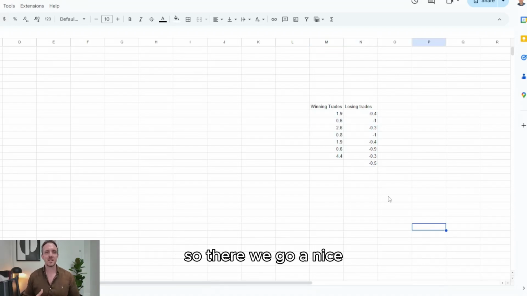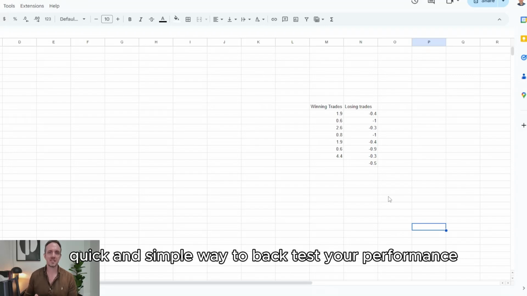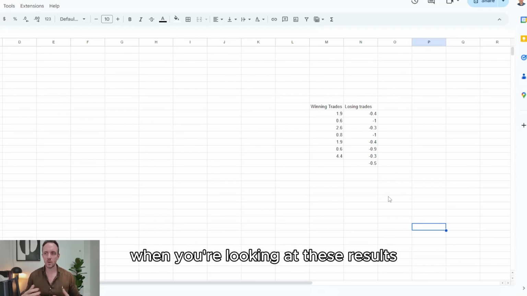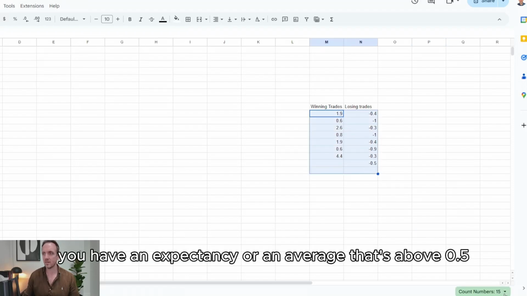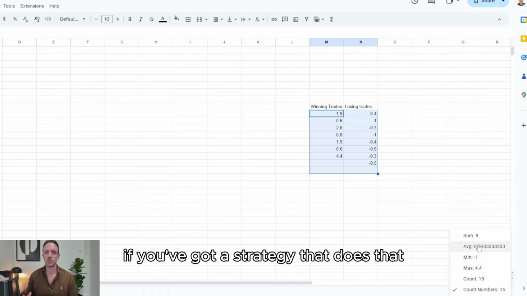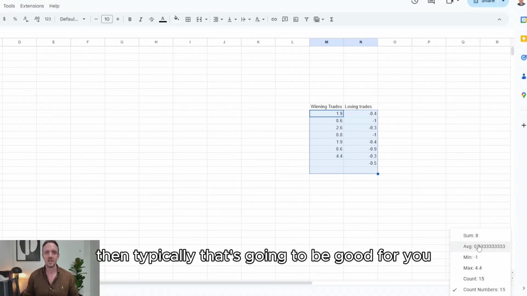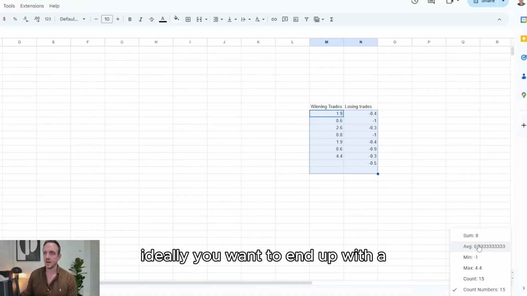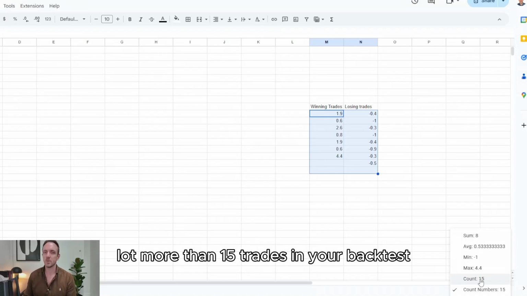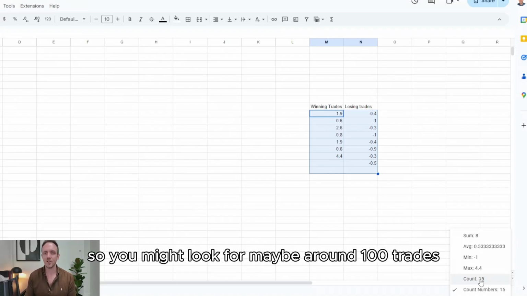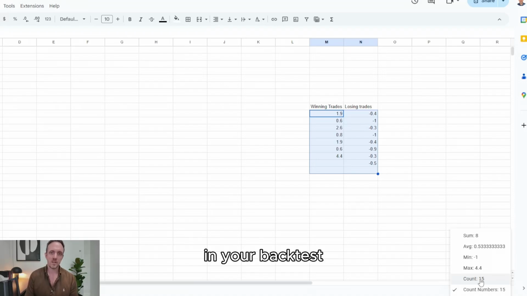So there we go, a nice quick and simple way to backtest your performance. When you're looking at these results, you're looking for a few things. Ideally, you'll have an expectancy or an average that's above 0.5. If you've got a strategy that does that, then typically that's going to be good for you. Ideally, you want to end up with a lot more than 15 trades in your backtest. So you might look for maybe around 100 trades in your backtest.